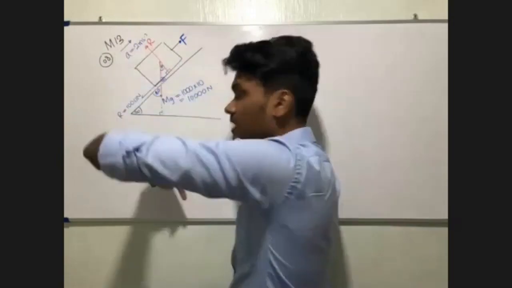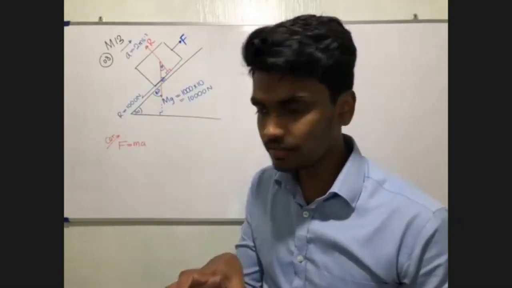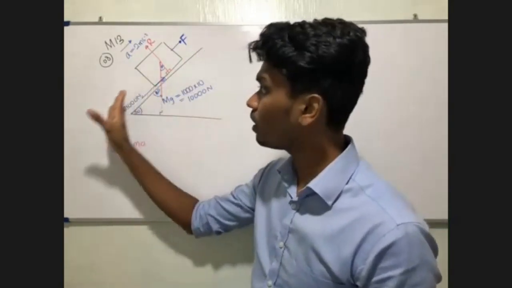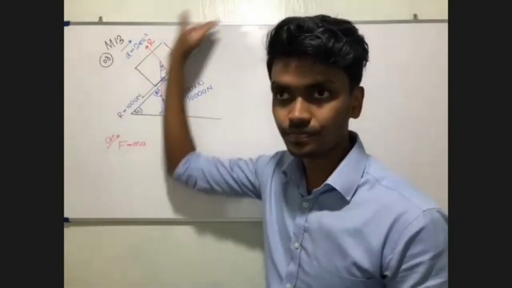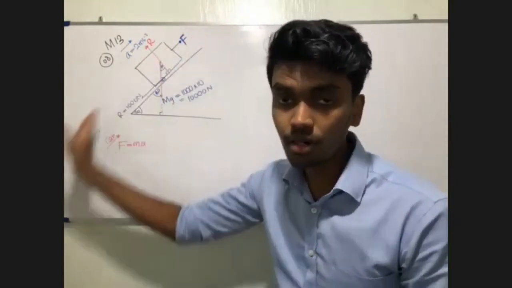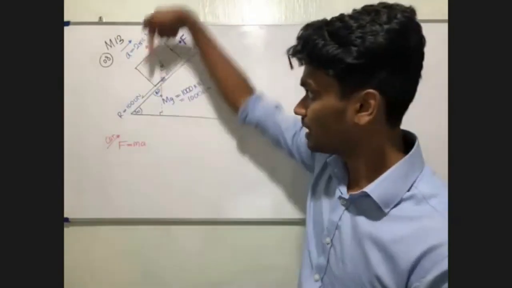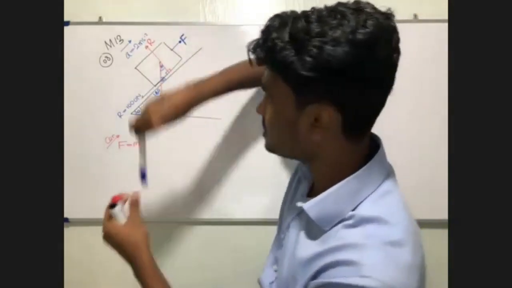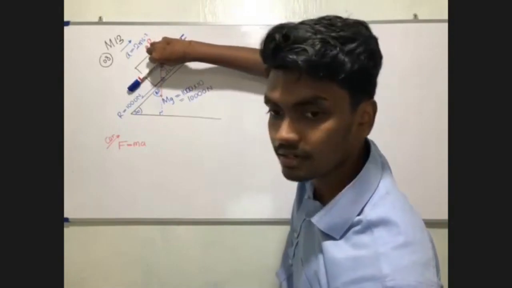Mg is vertical. So before we apply F equals ma, we need to find all the possible forces acting along the plane. Mg is acting vertically downwards. Mg's component will act in this direction.